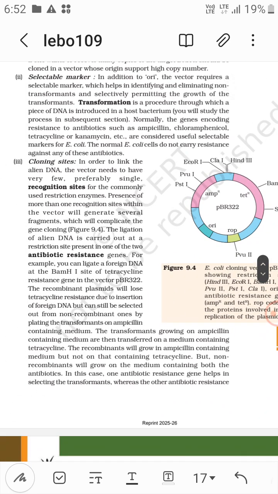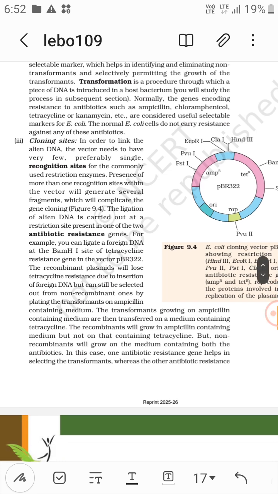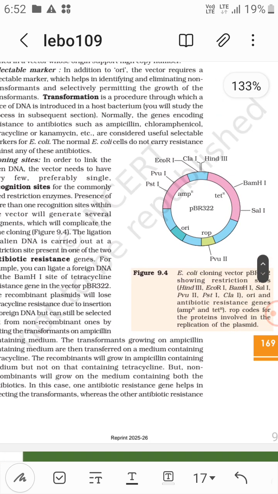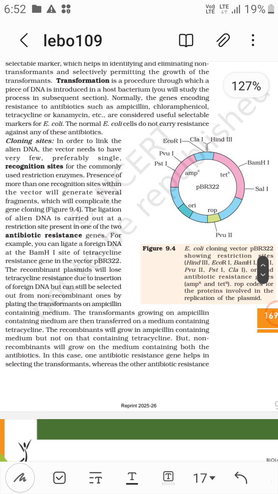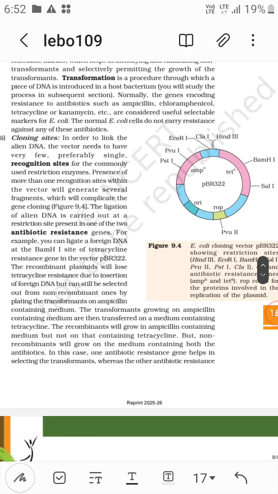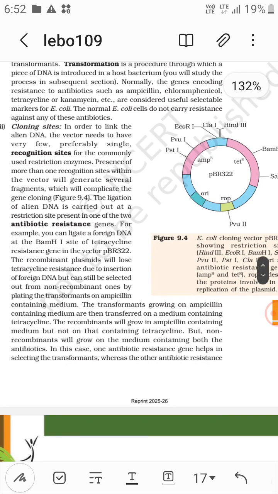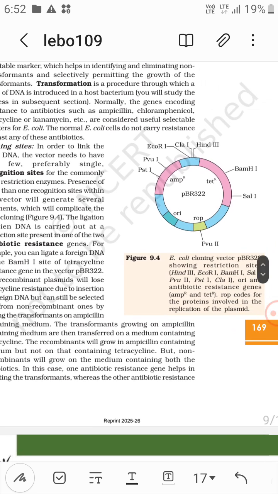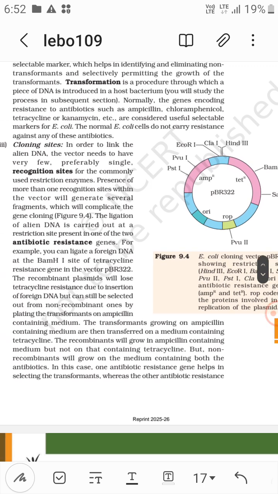The transformants growing on ampicillin-containing medium are then transferred onto a medium containing tetracycline. The recombinants will grow in ampicillin-containing medium but not on tetracycline, because we ligated at BamHI, so the tetracycline resistance gene gets inactivated. But non-recombinants have the intact plasmid, so they have the ampicillin resistance gene and the tetracycline resistance gene, and they can grow on the medium containing both antibiotics.